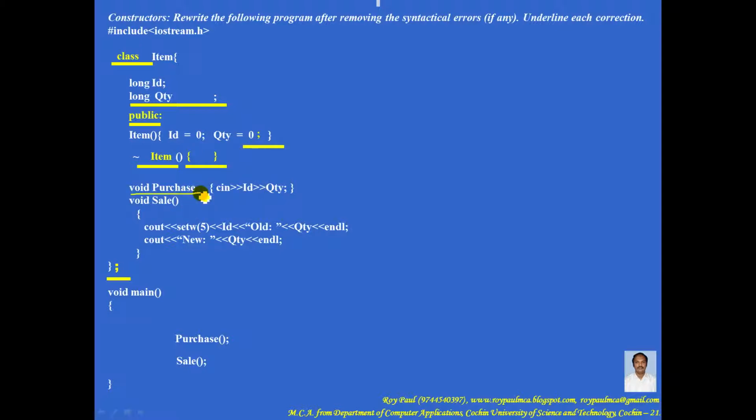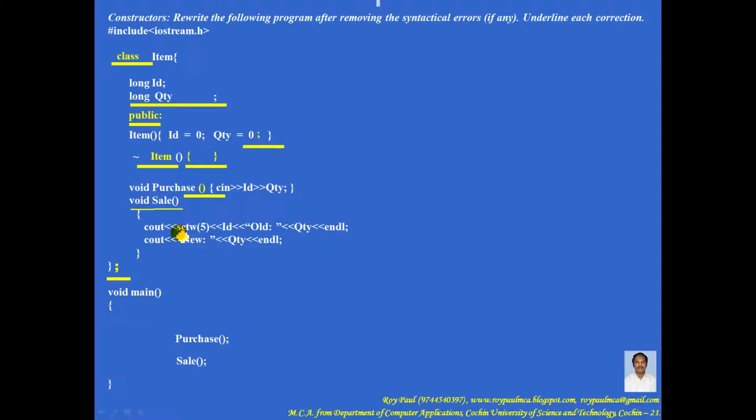Now this one is a function. The function symbol is missing. So I need to put the function symbol and underline the area where you make the correction. Yes, it is done. Now here mistakes are not there.